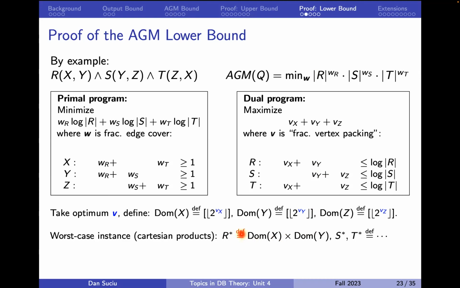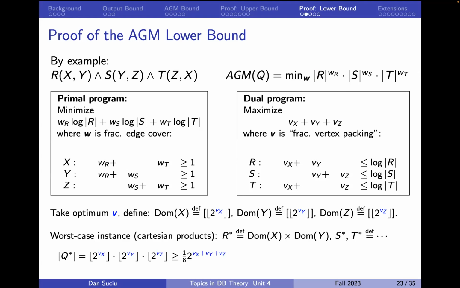Well, because the cardinality of R star is the product of these two. When you take the product of these two domains, the size is 2 to the power Vx plus Vy, and Vx plus Vy is less than log of my number. So here we go. The cardinality is done. What about the query output?